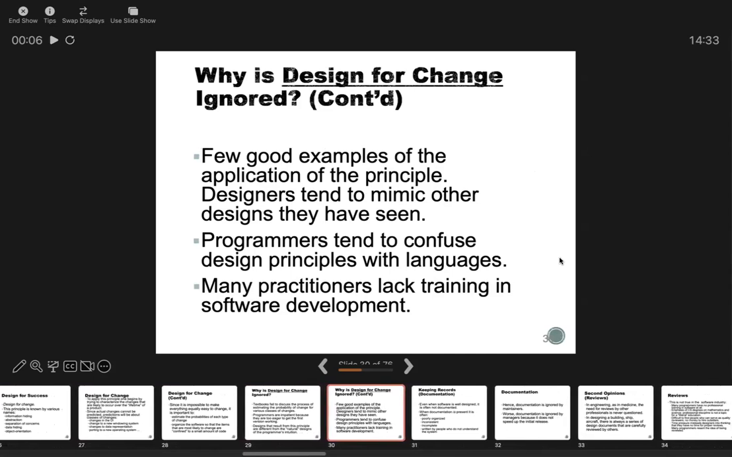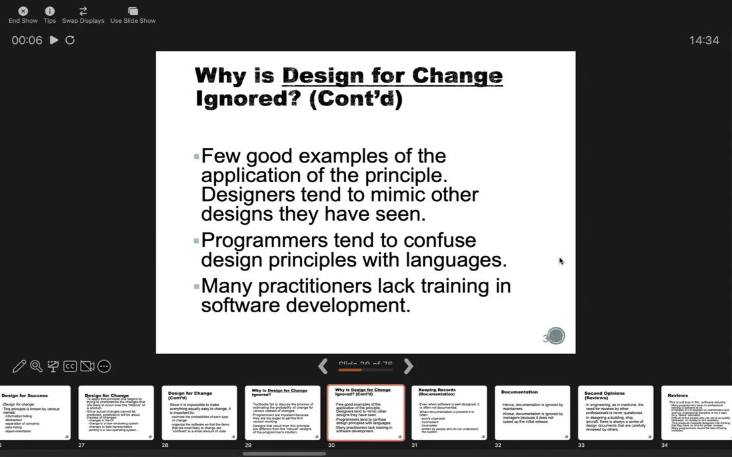So why is design for change ignored? If we say there are few good examples of the application of the principle, designers tend to mimic other designers they have seen. So it might make the system worse because we might be mimicking one programmer's design that is bad or poor. So we will actually repeat the same problem.